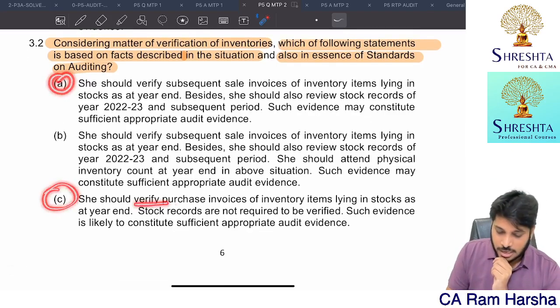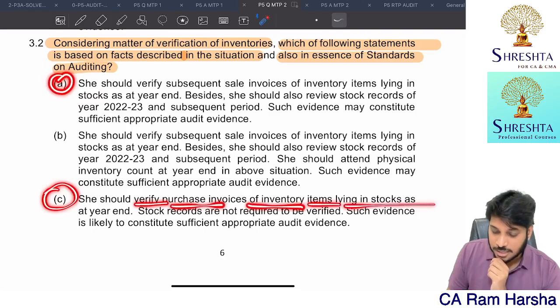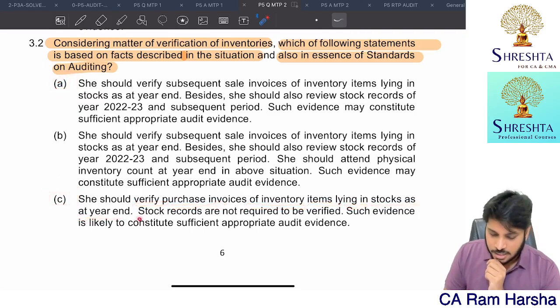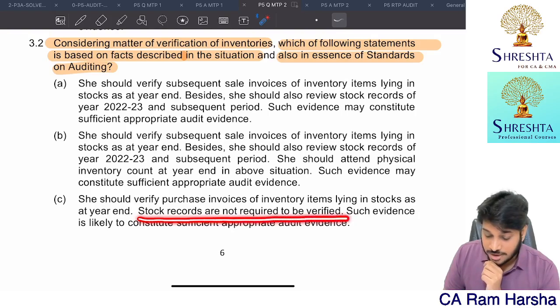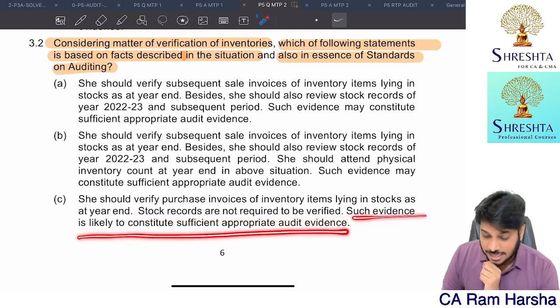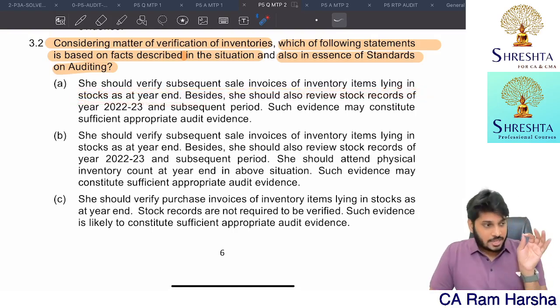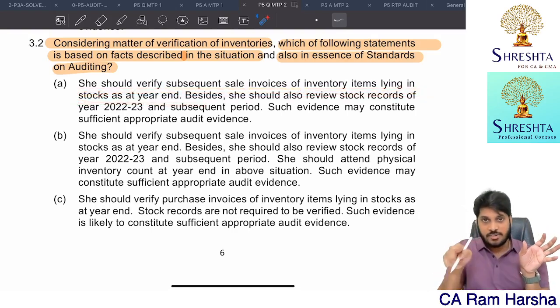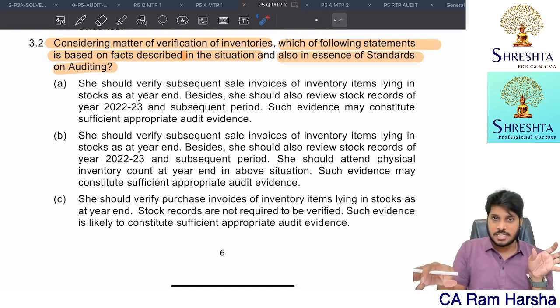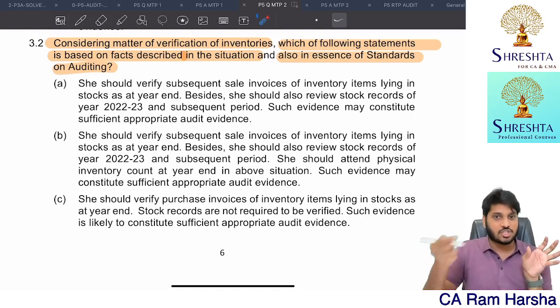She should verify purchase invoices of inventory items lying in stock at the year end. Stock records are not required to be verified. Such evidence is likely to constitute. Records are also to be verified. She should verify subsequent sale invoices. So as on 31st March, if stock is there, only that we can sell. In April beginning, if at all we sell some goods with the sale invoices, that indicates that stock is there.